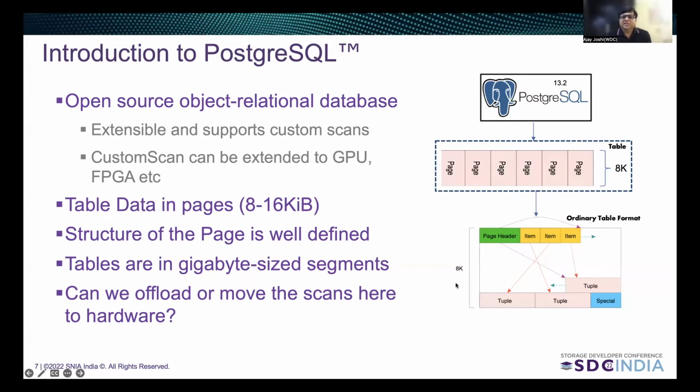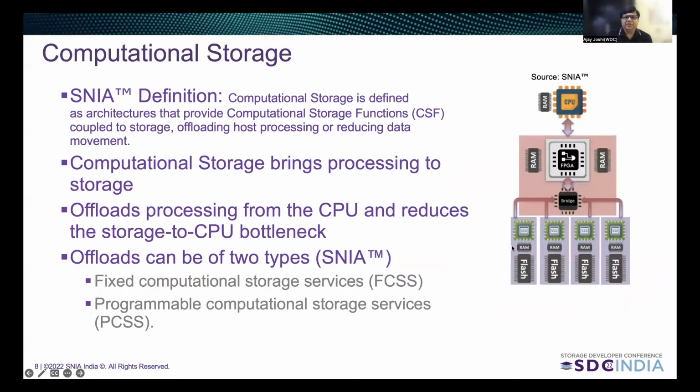So considering this, since the structure and the table format are all well defined, the question we had was: can we move the scans here to the hardware? So we started looking at computational storage from that perspective. According to the SNIA definition, computational storage is defined as architecture that provides computational storage functions coupled to storage, offloading host processing or reducing data movement. In other words, computational storage brings compute closer to the storage.